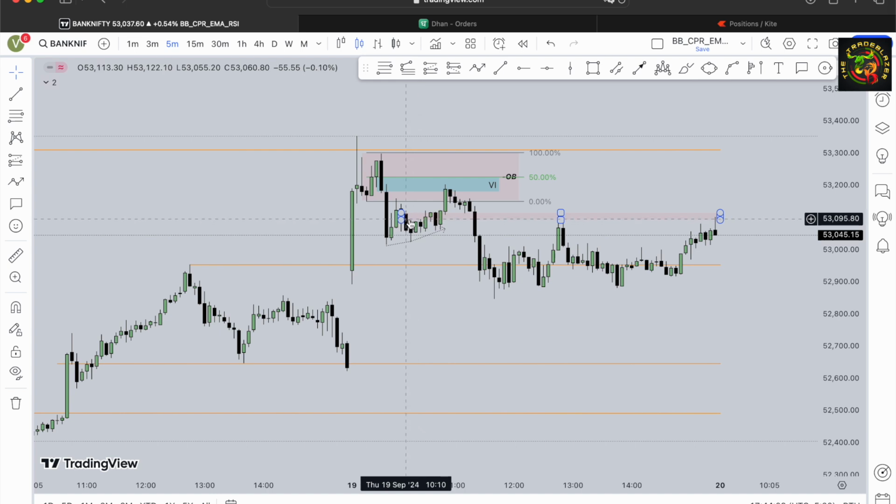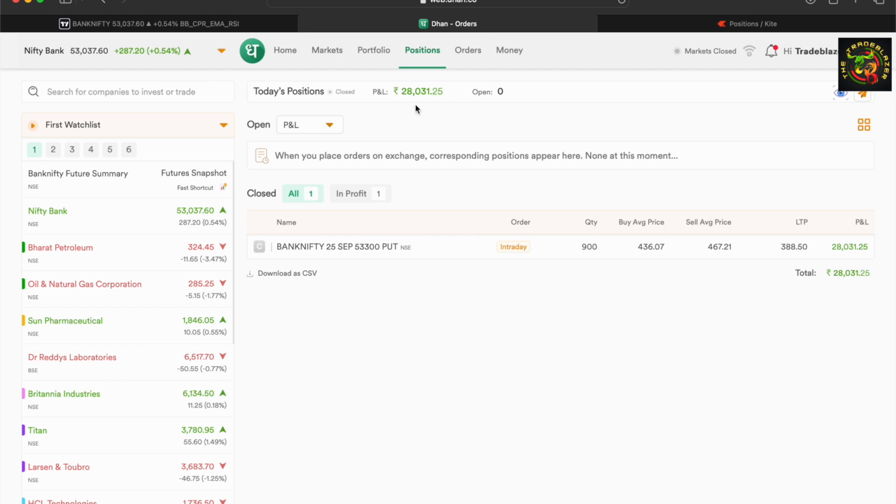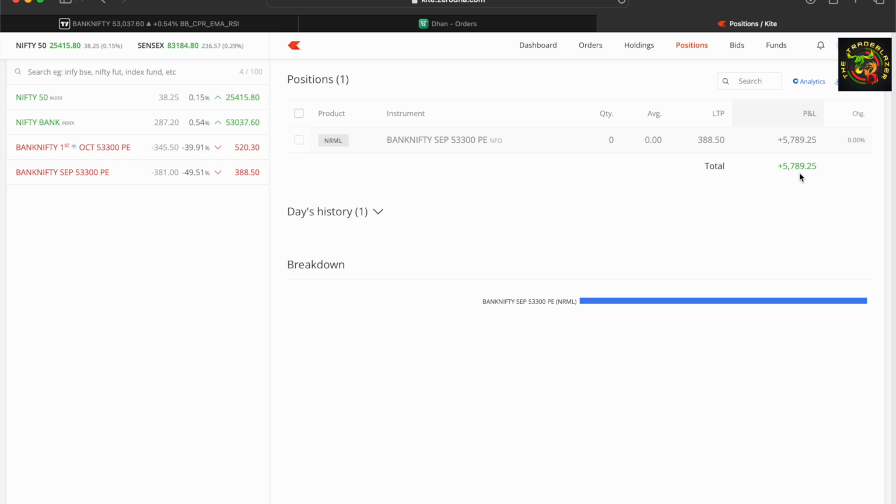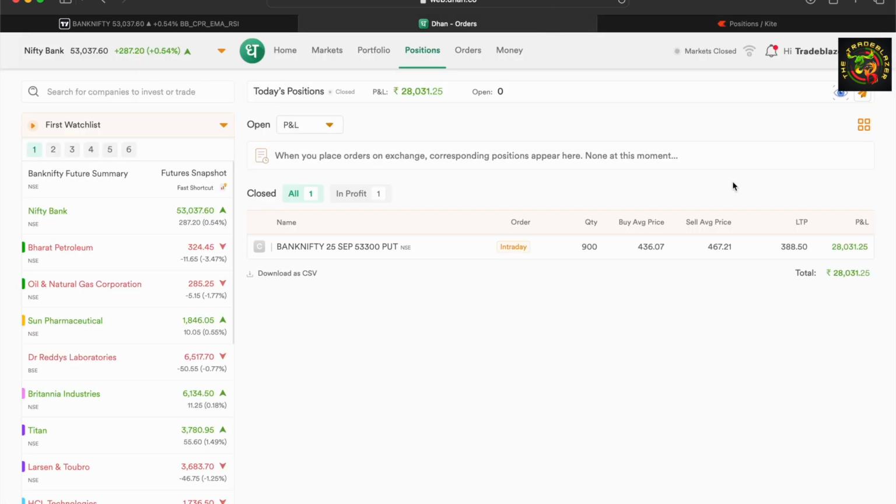I bought put here somewhere the first time, and the second time I bought put somewhere here, and the third time, when I got this confirmation red candle just below the volume imbalance, I got this last quantity. I bought the put here and then booked my profit somewhere here. So that was the trade. With that, I made a profit of around 28,000 in Dhan, and a profit of close to 8,000 in the other account. So it's an overall profit of around 34,000 for today.